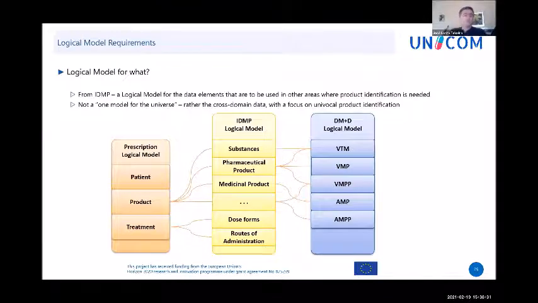Some of that will be used in a prescription. So in a prescription, for example, in Unicom, in a cross-border prescription or in a cross-border patient summary, we will need to define the product. And if we need to define the product, we can define the substance. We can define a pharmaceutical product. We can define a medicinal product or something else. So there will be different ways of defining a product. And this is where we are seeing the interaction between the IDMP logical model, in the part that defines a product, and, for example, the prescription logical model.